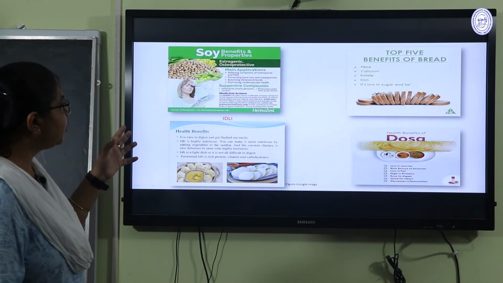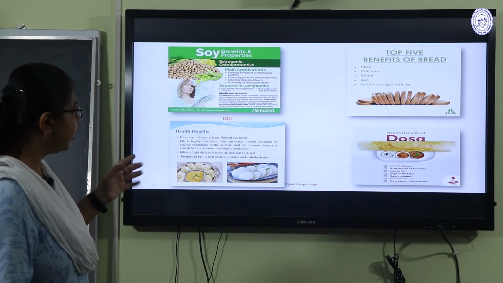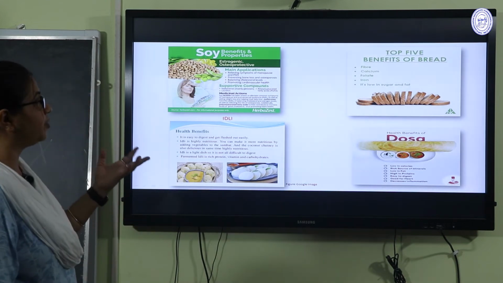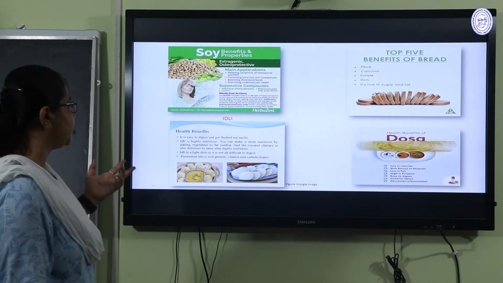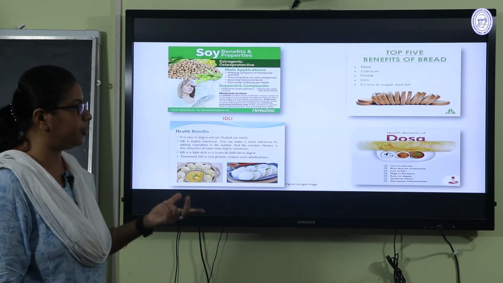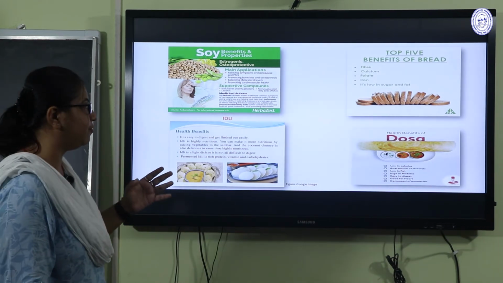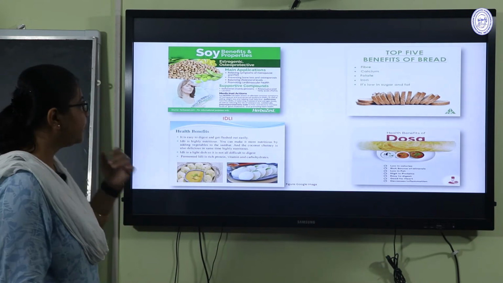So these are some of the benefits illustrated here regarding the benefits of the soy food, regarding the benefits of the breads, regarding the benefits of the idli, regarding the benefits of the dosa. All the benefits are according to the health benefit status of our dietary status.